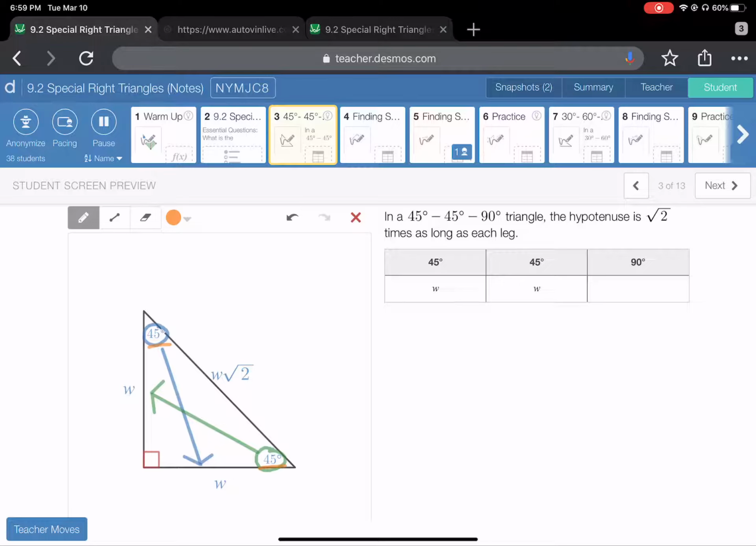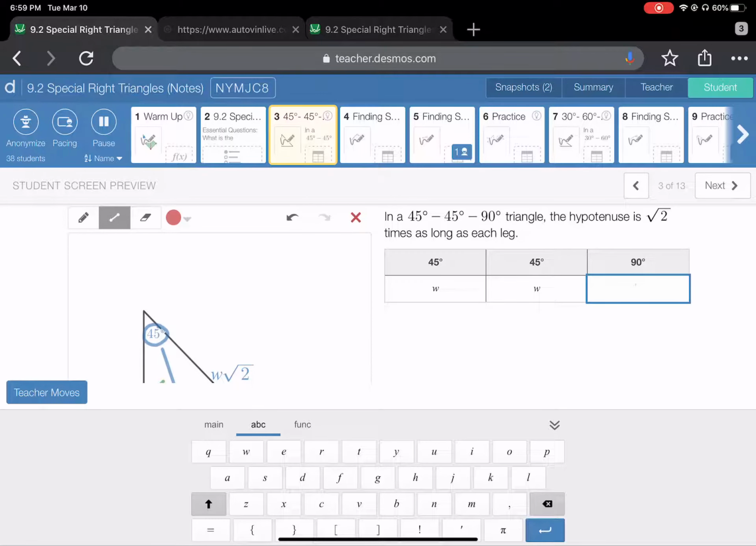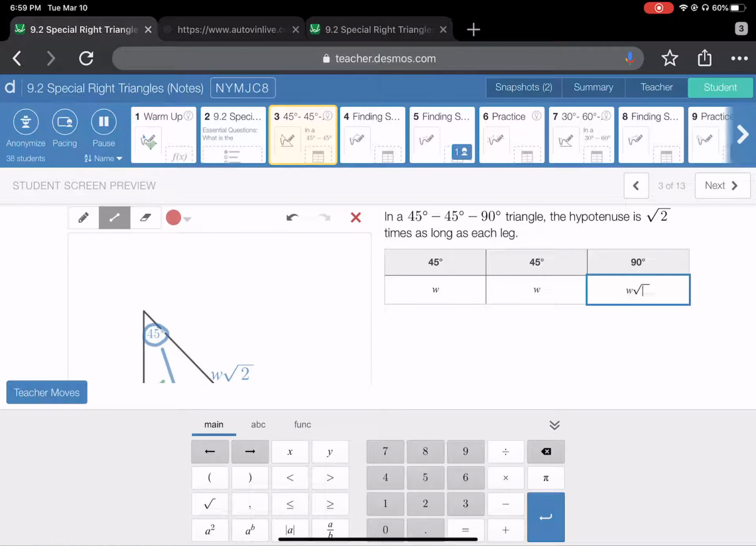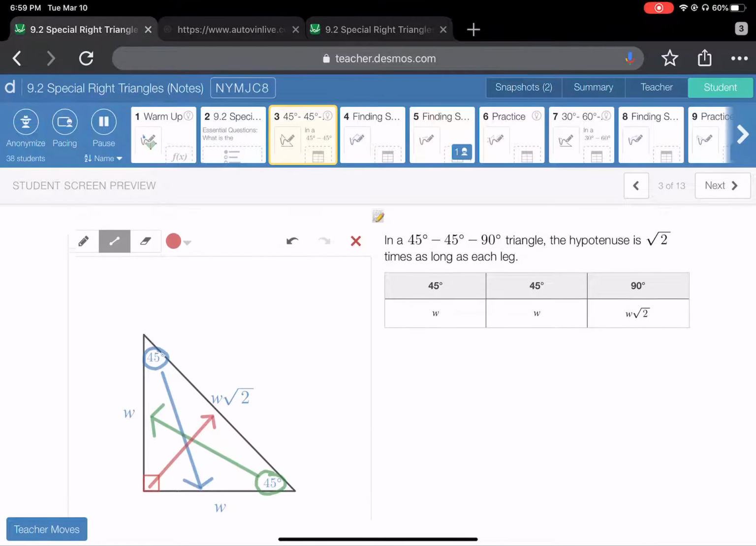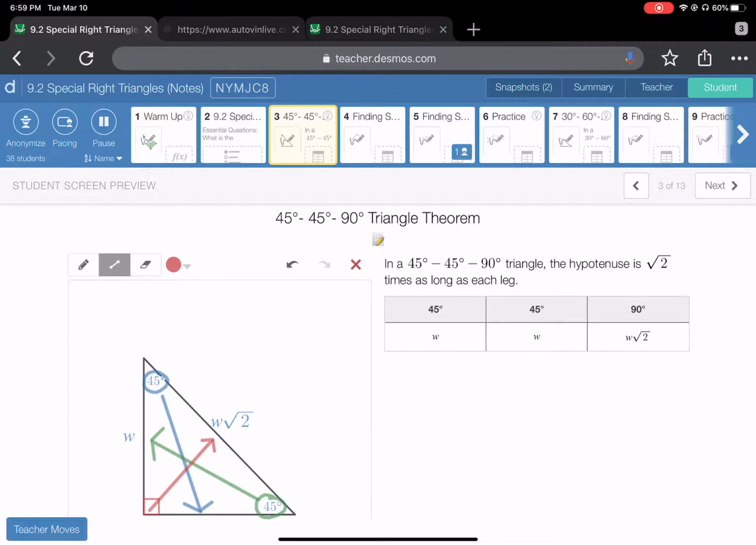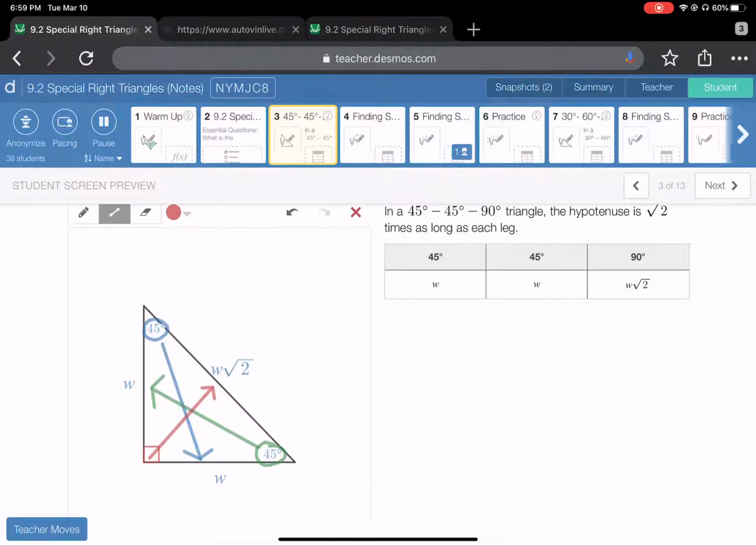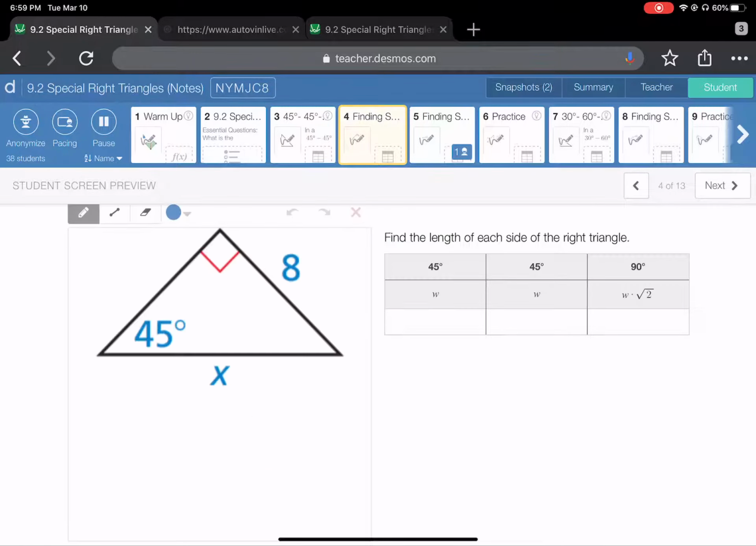That's the definition of an isosceles triangle. So when this happens, we can also identify the side across from the 90-degree angle, and we're going to label that as W times the square root of 2. So W square root of 2 is what we're going to call the side across from the 90-degree angle. This is the 45-45-90 triangle theorem, and we're going to apply that on this next screen.